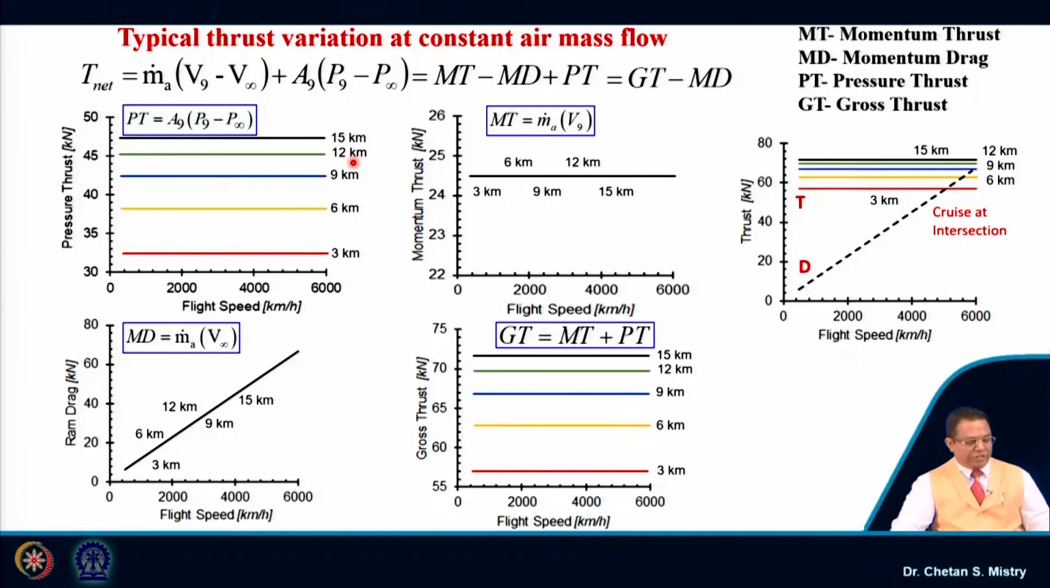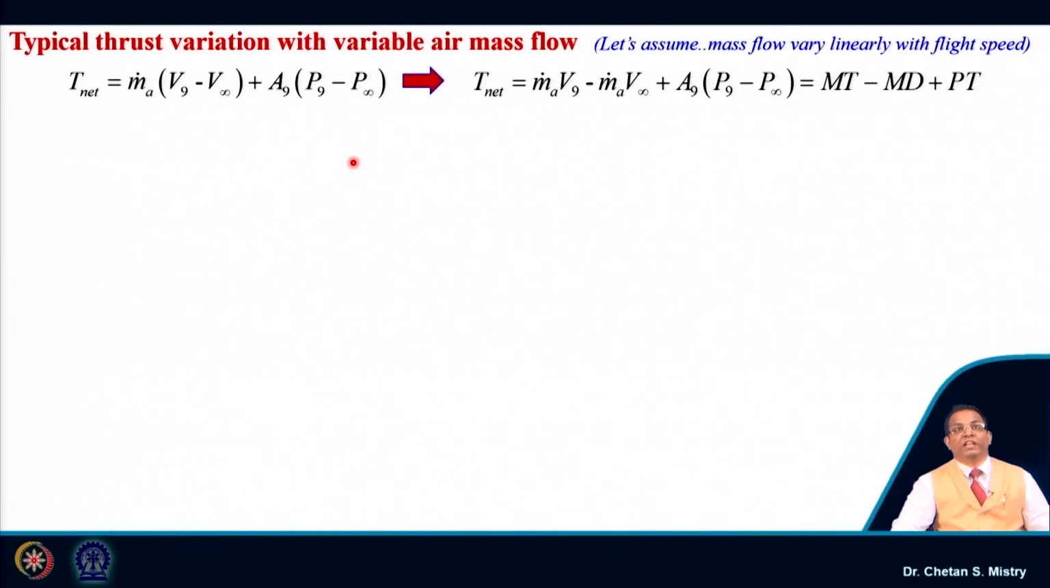Now, let us look at when there is a variation of air flow rate. In order to simplify the problem, let us assume my mass flow rate varies linearly with my flight speed. Here also, the total or net thrust is represented in terms of my momentum thrust, momentum drag and my pressure thrust. So, just take your pen and paper and try to plot the variation of momentum thrust, momentum drag and pressure thrust. Let us see how you have understood this situation.